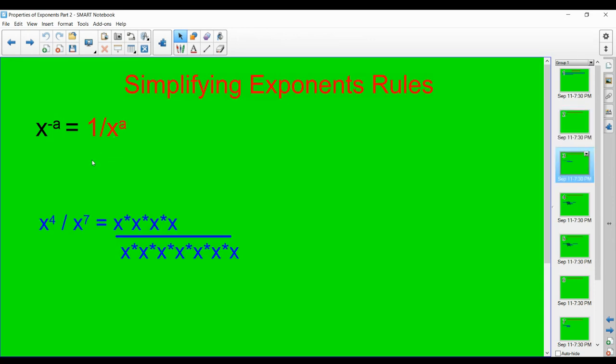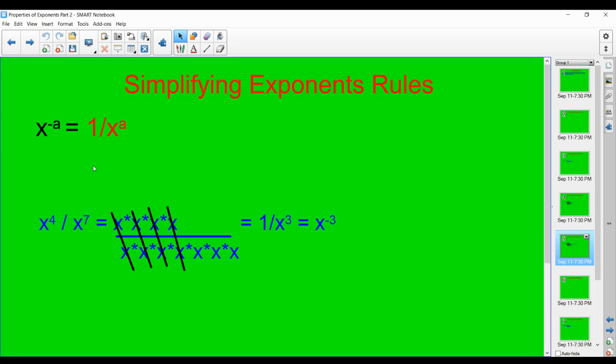Now let's look at why that works using a previous rule. Let's say we have x to the fourth divided by x to the seventh. Now we saw last time that we can write it out and start canceling, and we get 1 over x to the third, because there's three x's in the denominator, and just a factor of 1 in the numerator. Now we also saw that our rule tells us we can subtract 4 and 7 and get negative 3. 4 minus 7 is negative 3. So what we see here is x to the negative third becomes 1 over x to the positive third.